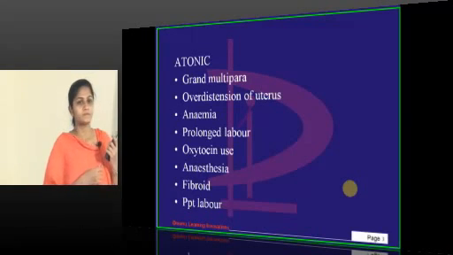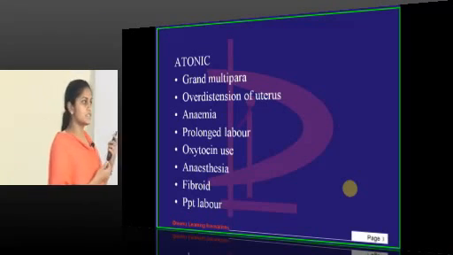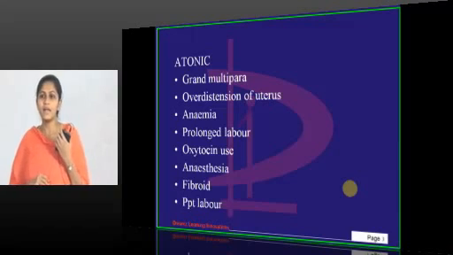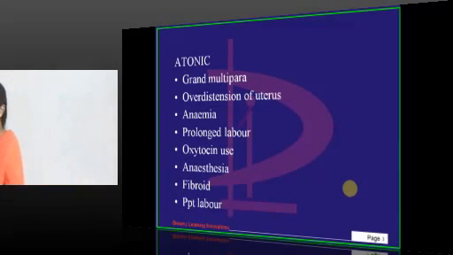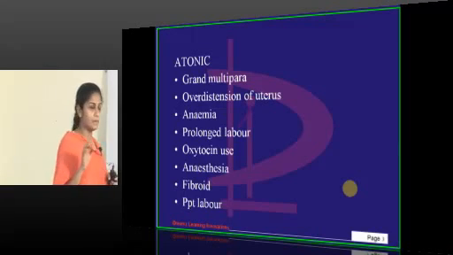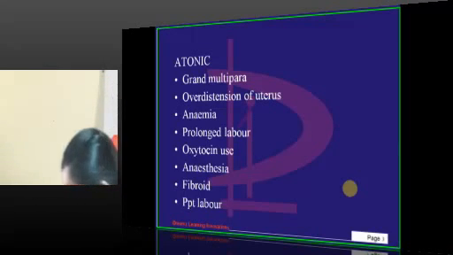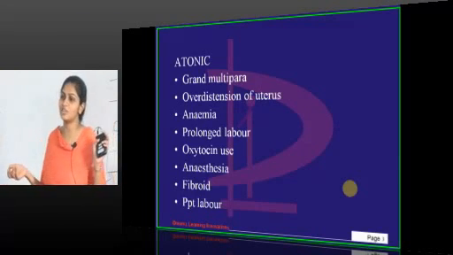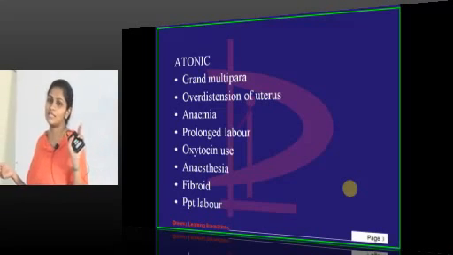Next, polyhydramnios, twin pregnancies. Next, other causes, grand multiparous. Yeah, I have seen even a lady delivering her 16th pregnancy. During my PG period she came for her 16th delivery. So grand multiparous, super grand multiparous. So, over distension of the uterus. Where do we see over distension?